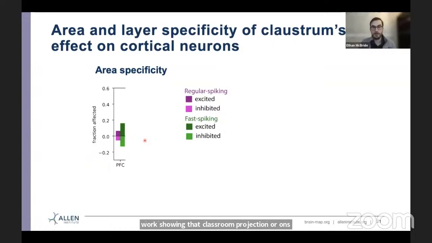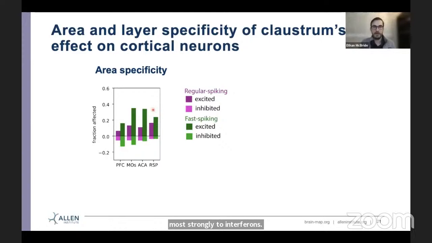Finally, the different columns here show the fraction affected in different areas. If you focus on the relative balance between excited and inhibited cells, you can see that there is a trend from the frontal to the posterior areas. In retrosplenial cortex, or RSP, there's much more excitation than inhibition.